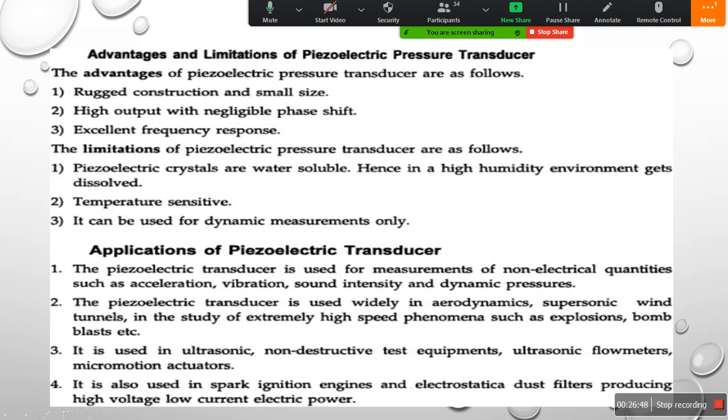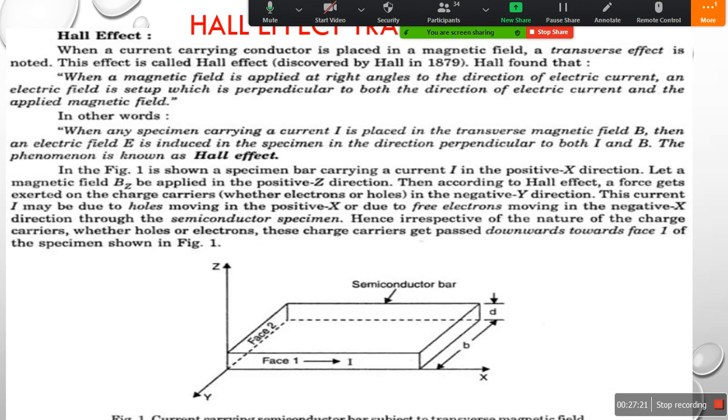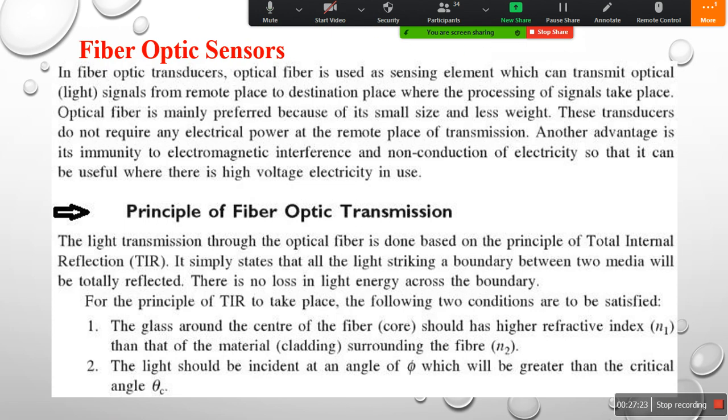Similarly, it is also used in spark ignition engines and electrostatic dust filters, producing high voltage and low current electric power. So there are a lot of applications for these transducers and sensors. If you want to implement a real application or a real-time project, you should know the construction, the function, the property, and how it will behave in that environment. After knowing all these things, you can take that component and implement it where you want. Now, coming to the second type, the Hall effect transducer.